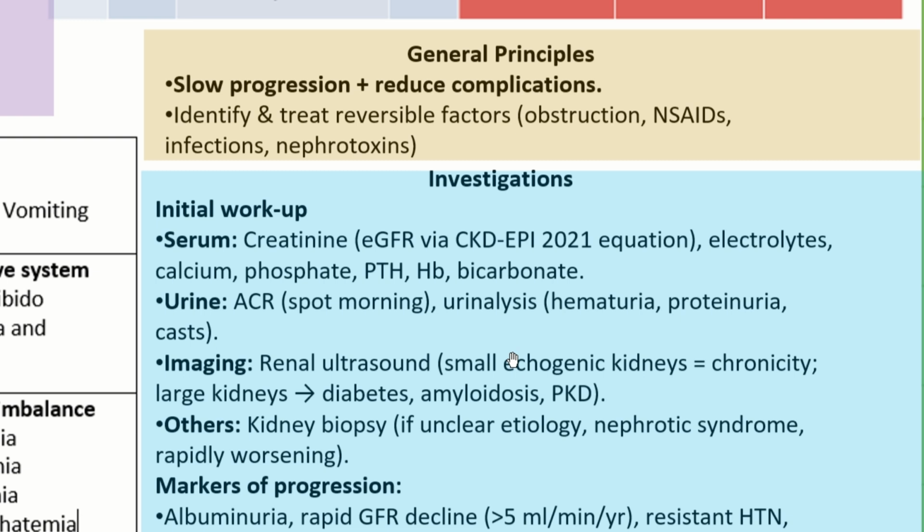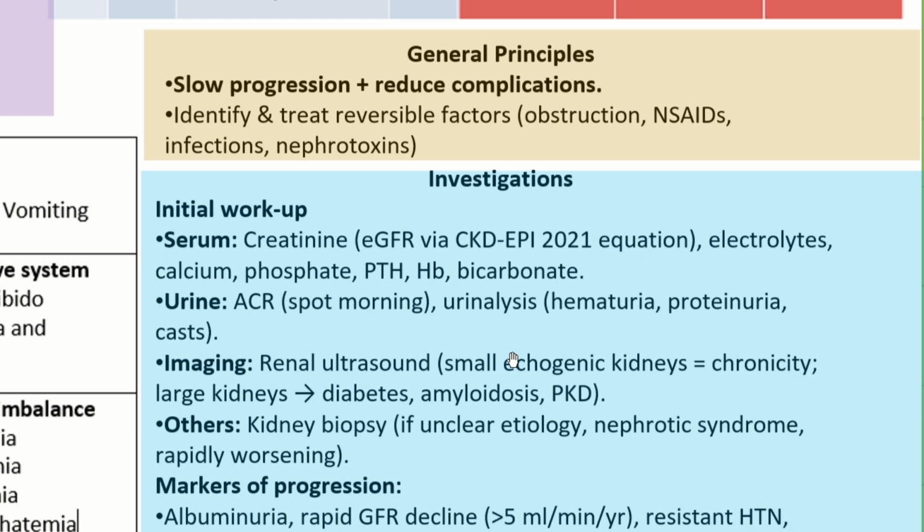When we go to the general principles of management, we are going to try and slow the progression of the disease as well as reduce the complications. And we are going to identify and treat the reversible factors. So when we do the investigations, we have the serum creatinine, we can do electrolytes, calcium, phosphate, parathyroid hormone, hemoglobin, and the bicarbonate. Then on urine, we want to do the albumin creatinine ratio, and this is going to be a spot test in the morning. We want to do a urinalysis for hematuria and proteinuria.